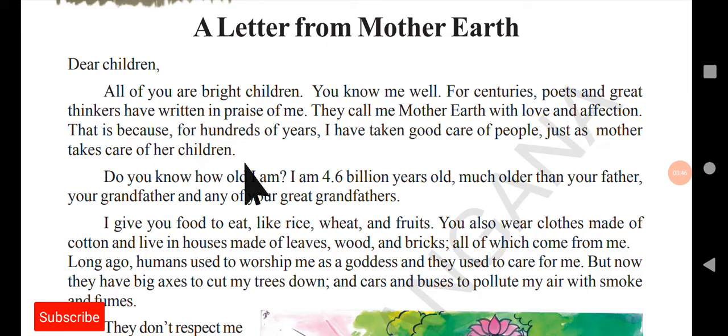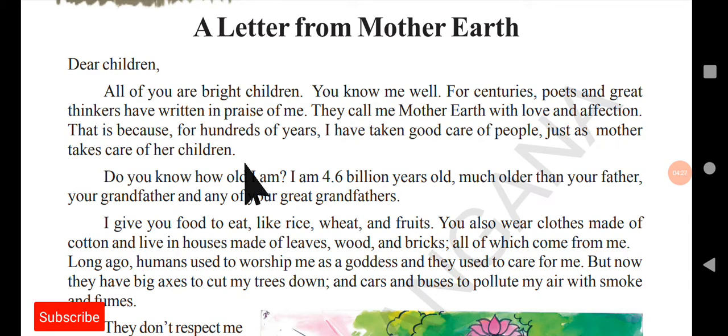for many centuries, many poets, many great thinkers, many philosophers, they all wrote in their poems, in their essays, in their writings everywhere, they all mentioned Mother Earth, and also they all praised Mother Earth, calling it Mother Earth. Okay, they all call her Mother Earth because the love and affection that Mother Earth gave is uncountable. It is very much. Okay, all the love and affection that we got from Mother Earth is unimaginable.